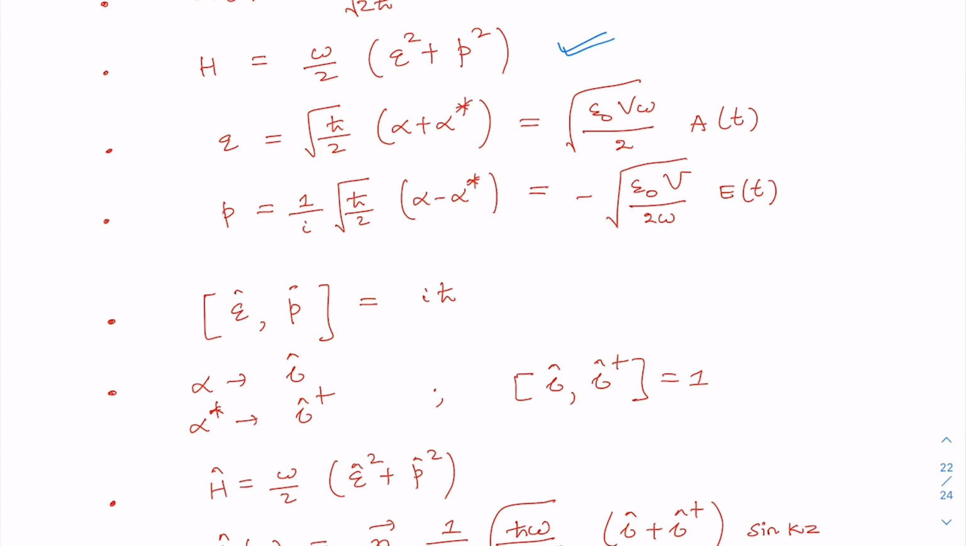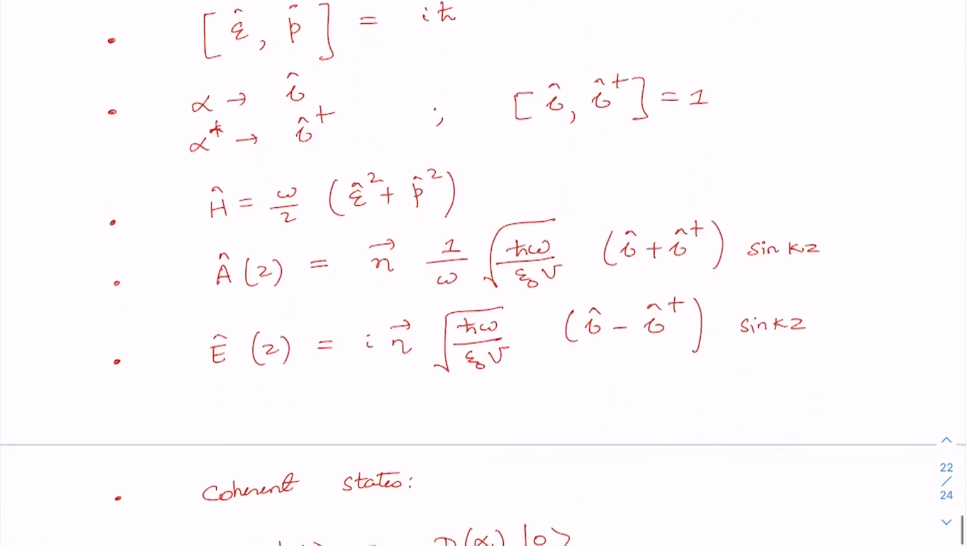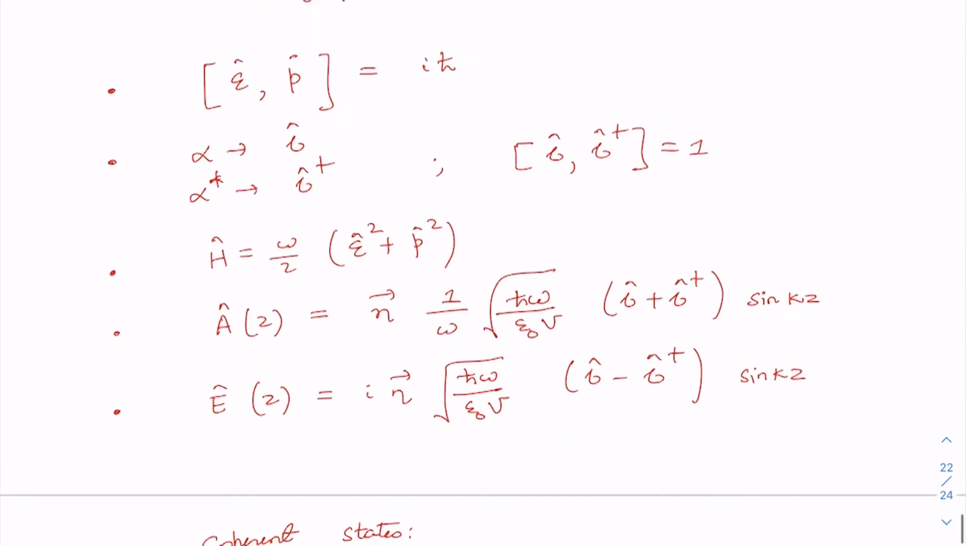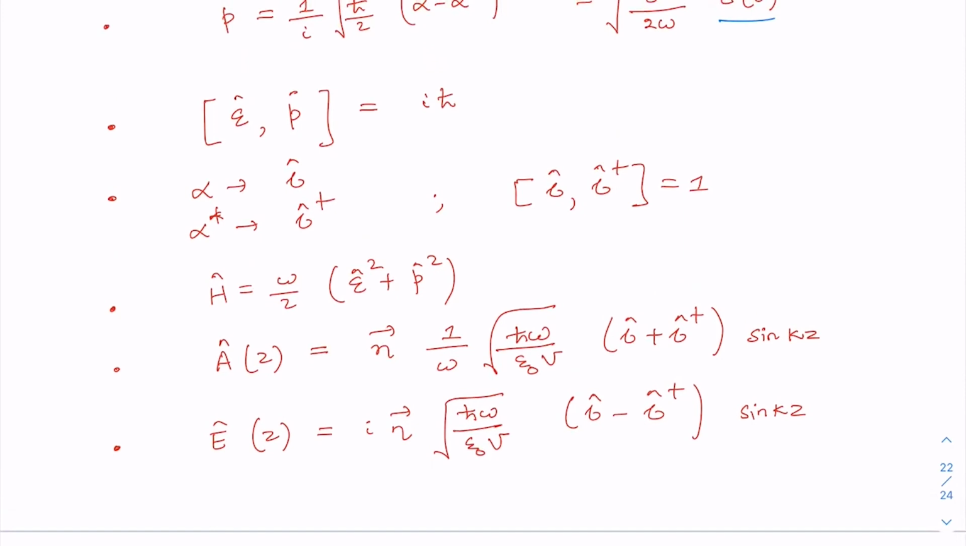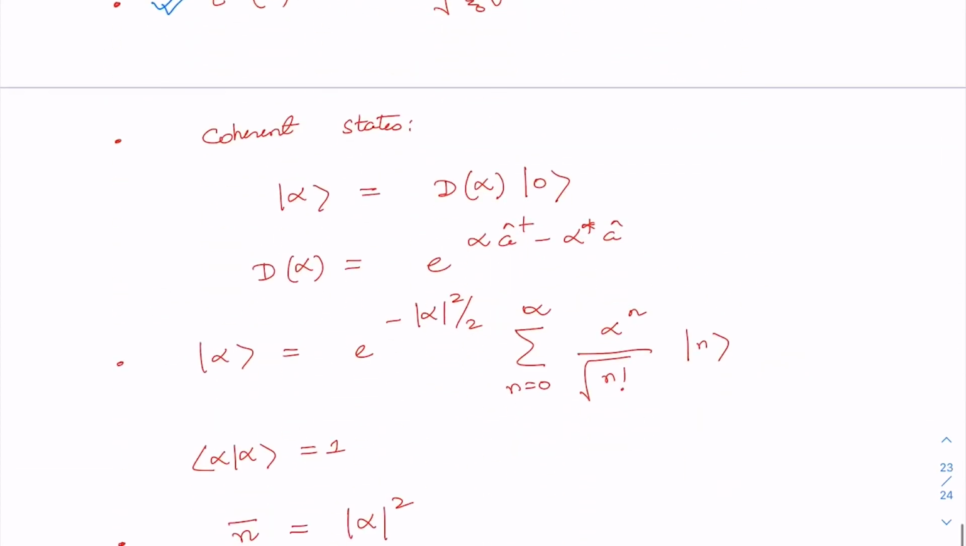In physical units, they are basically the vector potential and the electric field. When multiplied by an appropriate factor, they behave like canonically conjugate variables. And then we were finally able to show that this standing electromagnetic wave, when quantized, behaves like a harmonic oscillator. Now we can express the vector potential and the electric field, which are physically measurable quantities, in operator form. After that we discussed the so-called coherent states.